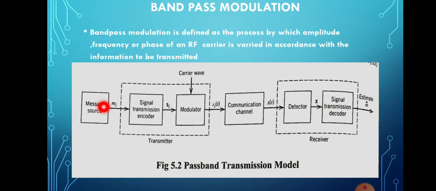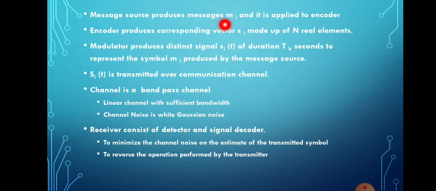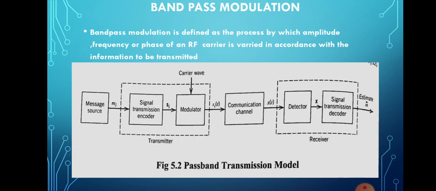So here is the passband transmission model. There is a message source, then comes the transmitter, and the transmitter contains the signal transmission encoder and a modulator. The output of the transmitter is given to the communication channel. At the receiver side there is a detector and a decoder. Let us see the function of each. First, the message source produces different messages or symbols represented by mi, and it is applied to the encoder.